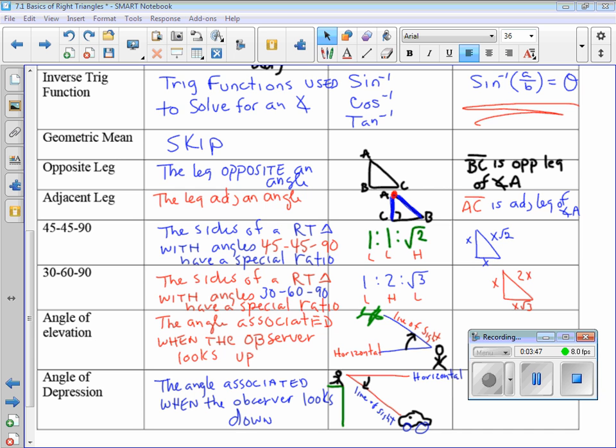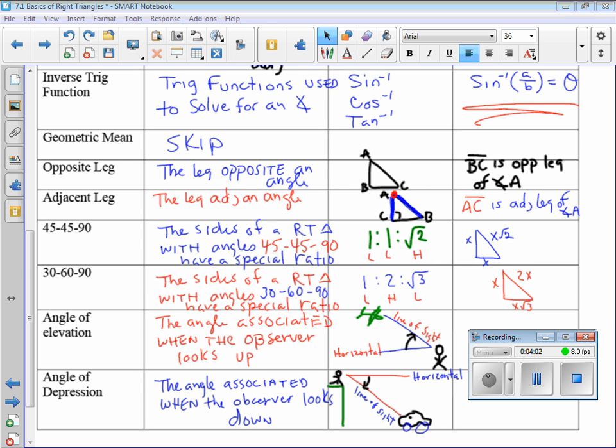Inverse trig function. Geometric mean, go ahead and skip that. Opposite leg, we won't need that today. Adjacent leg, we won't need that. We won't need the 45, 45, 90, 30, 60, 90. Angle of elevation, angle of depression, none of that today.